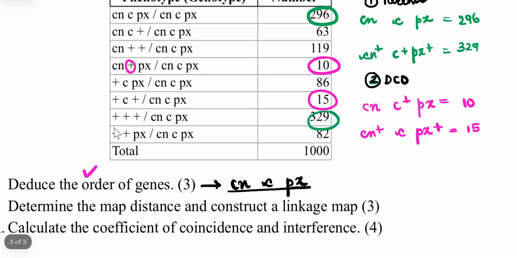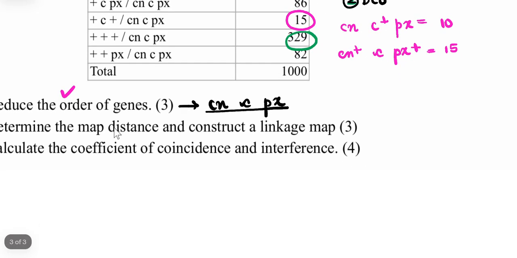Next is that we have to determine the map distance. Now how to determine map distance? Map distance simply means that we have to find the distance between CN and C, and then we have to find the distance between C and PX. Now this is another important thing which you should know how to solve. So how can we find the map distance? So let's find the map distance between CN and C. It's part 2, so it's part 2's first subpart, CN and C. We have to find the map distance between the two. Because now we are finding the map distance between CN and C, it means the first gene is involved.